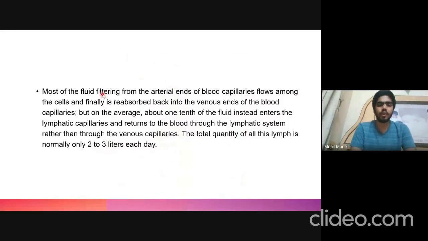So most of the fluid which is flowing through the capillaries is reabsorbed and reaches the veins, but 1/10 of the fluid will remain in the interstitial spaces. This 1/10 of the fluid will be carried from lymphatic capillaries via the lymphatic system into the venous circulation, and this fluid is known as lymph, which flows through the lymph vessels. Every day 2 to 3 liters of lymph is transported back to the heart via this lymphatic system.